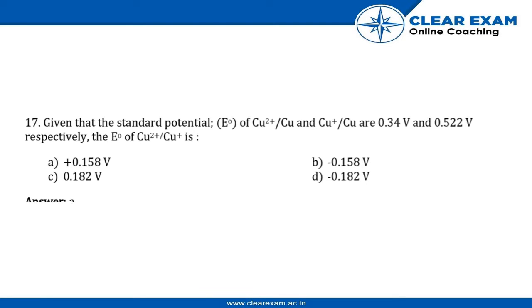The question is, given that the standard potential E naught of Cu2+/Cu and Cu+/Cu are 0.34 volt and 0.522 volt respectively, the E naught of Cu2+/Cu+ is. The options are: A is 0.158 volt, B is minus 0.158 volt, C is 0.182 volt, and D is minus 0.182 volt. So here the correct option is option A, positive 0.158.